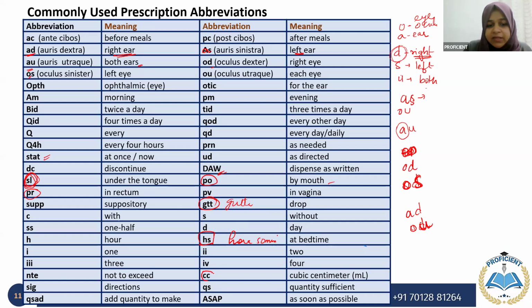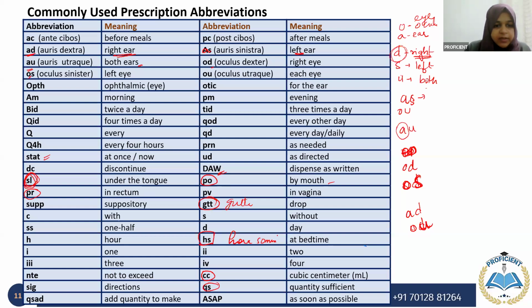Then CC, you might have seen instead of ml they use CC, no? Cubic centimeter, right? So CC is nothing but cubic centimeter, which is ml. Then ASAP, as soon as possible. We use that also these days while messaging, right? So ASAP is as soon as possible. QS is quantity sufficient.